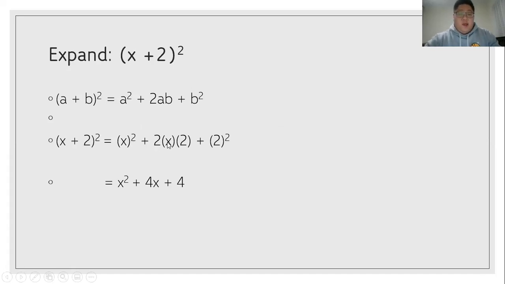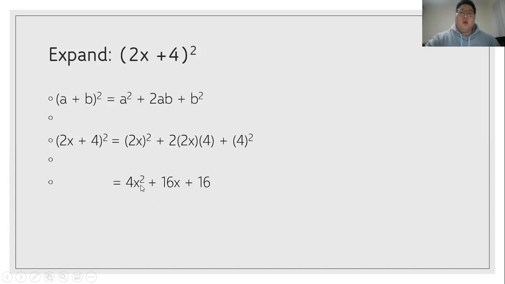Our a again, which is x, I represent this multiplication as brackets. And then our b is our 2. I'll leave it there for now. And then plus b squared, which is 2 squared. This here is x squared, so I'll leave it there. This here, 2 times 2 is 4. 4 times x is just 4x. And then 2 squared is 2 times 2, and that gives us 4. So if we were to expand x plus 2 all squared, the answer is x squared plus 4x plus 4.